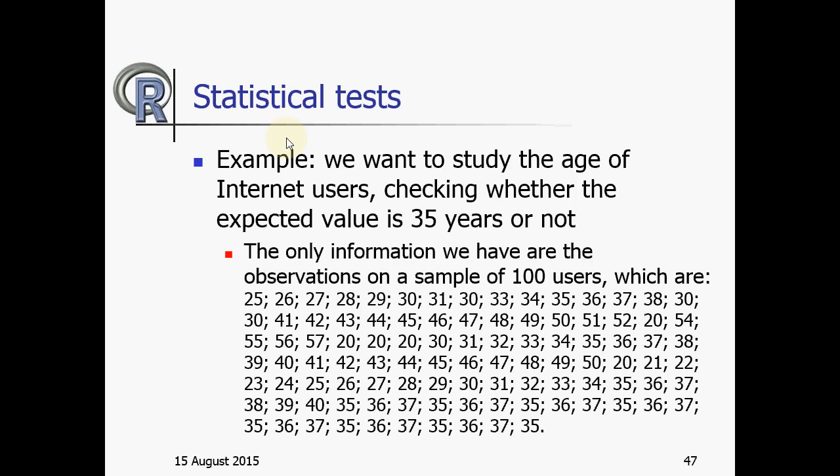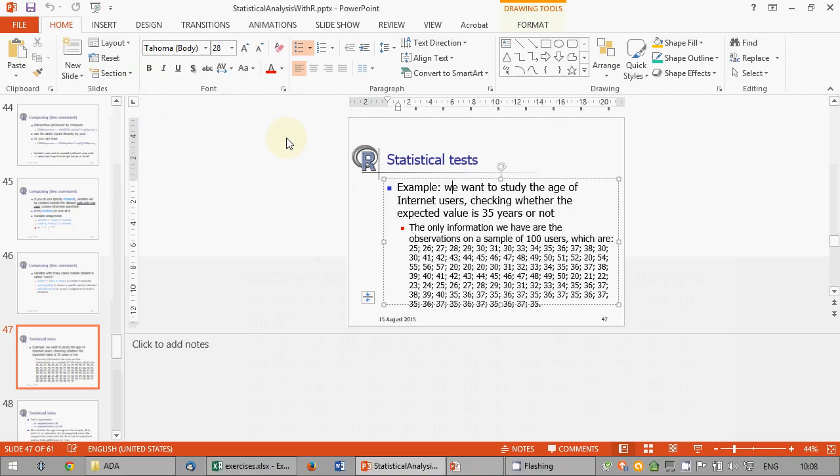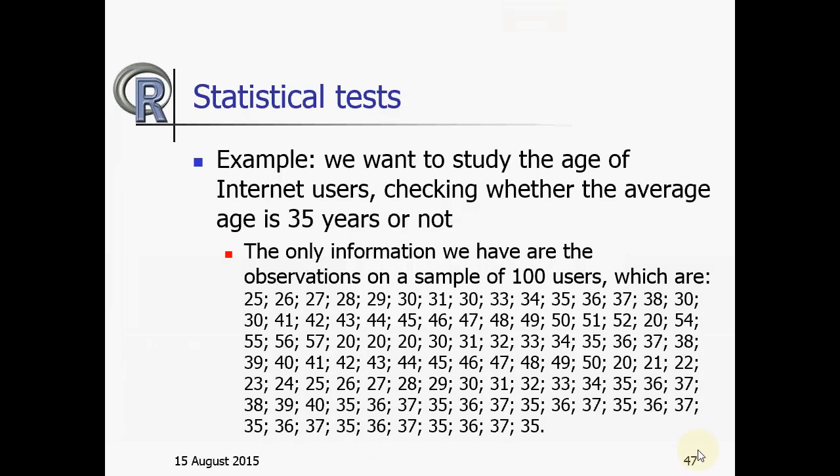Okay, let's start. Suppose, for example, that we want to study the age of internet users. First of all, we make a hypothesis. Our hypothesis is that the expected value, the average age, is 35. So our hypothesis: the average age of internet users is 35.